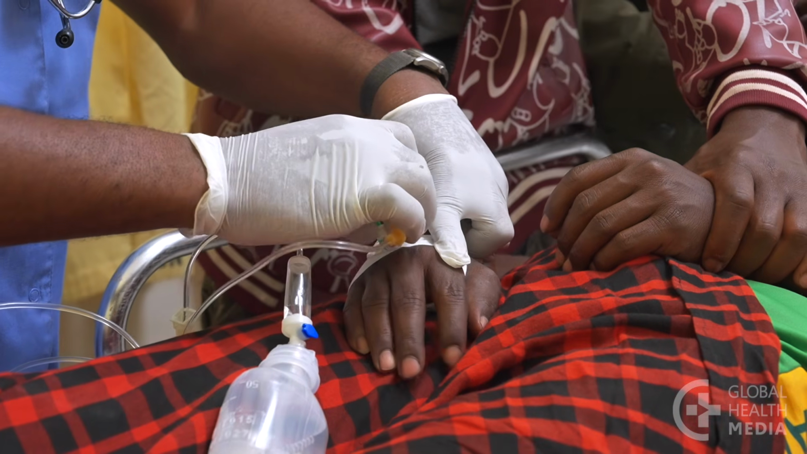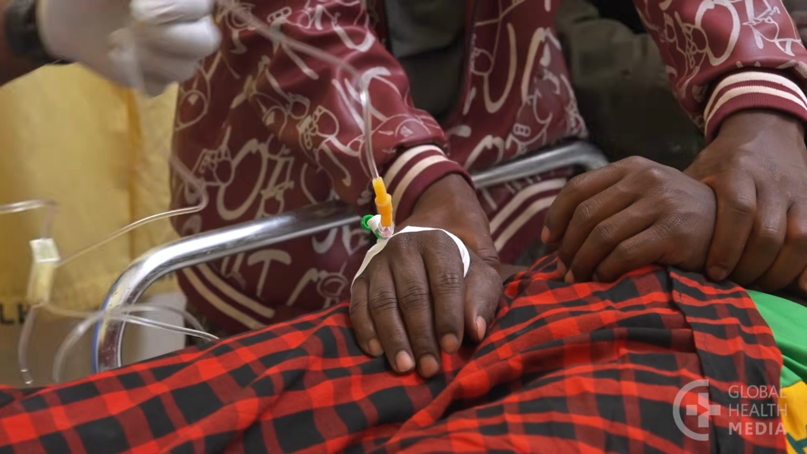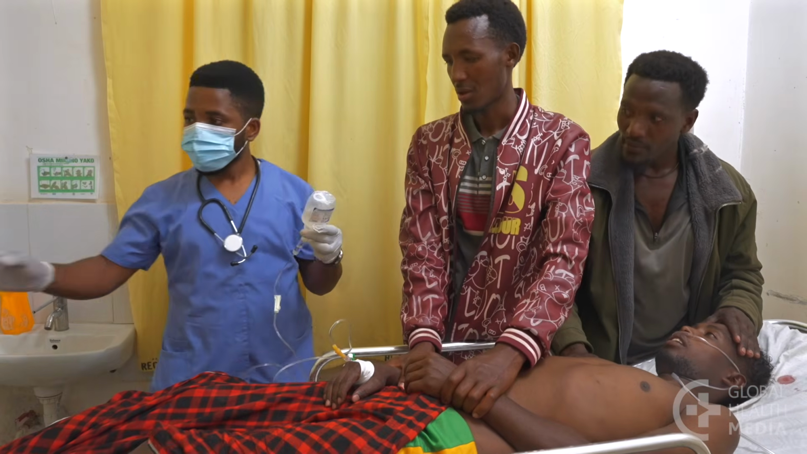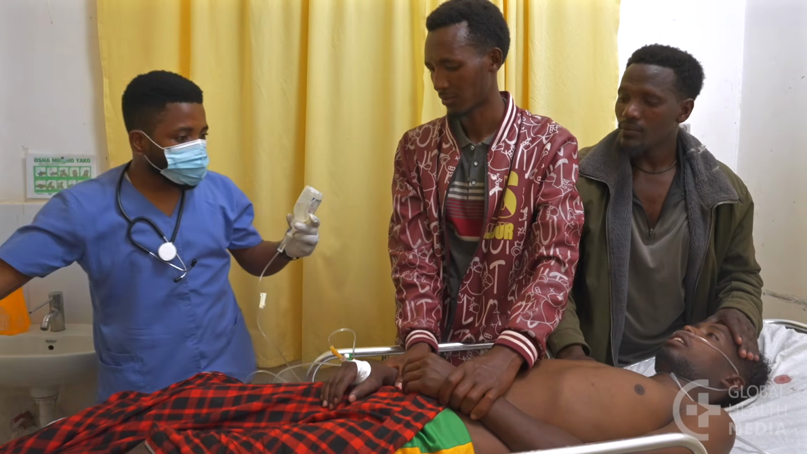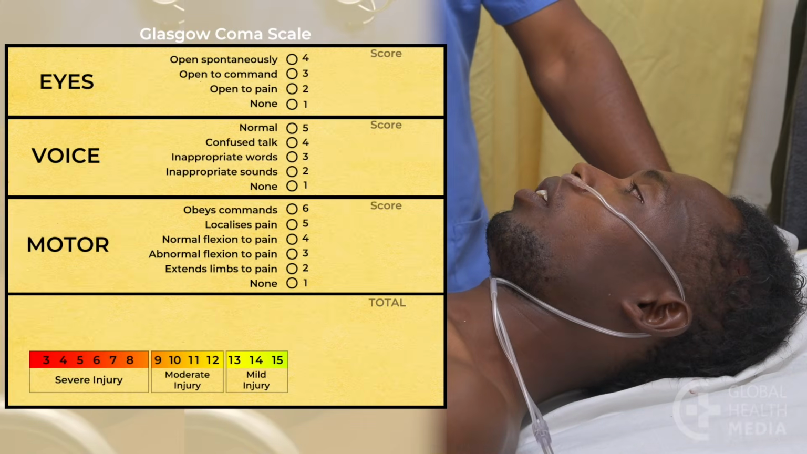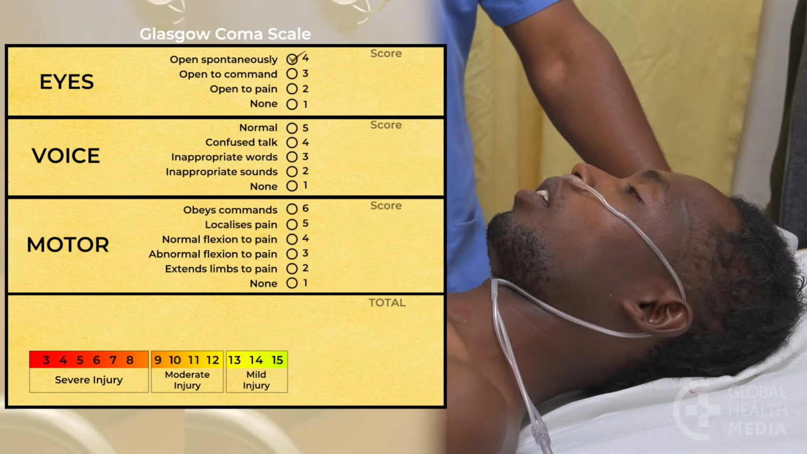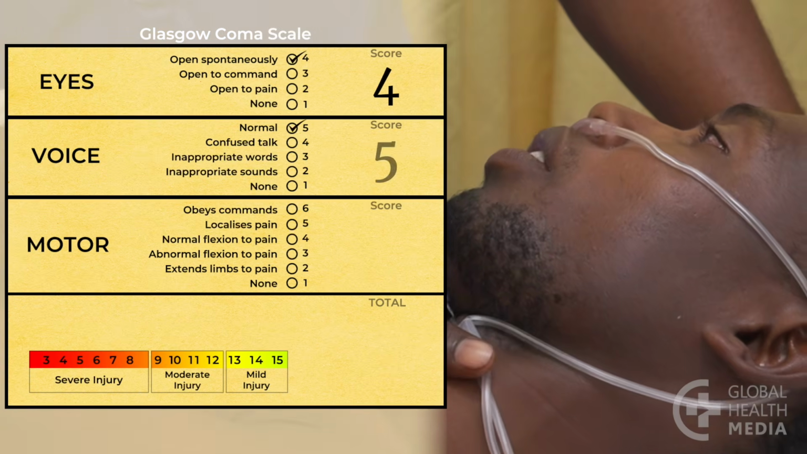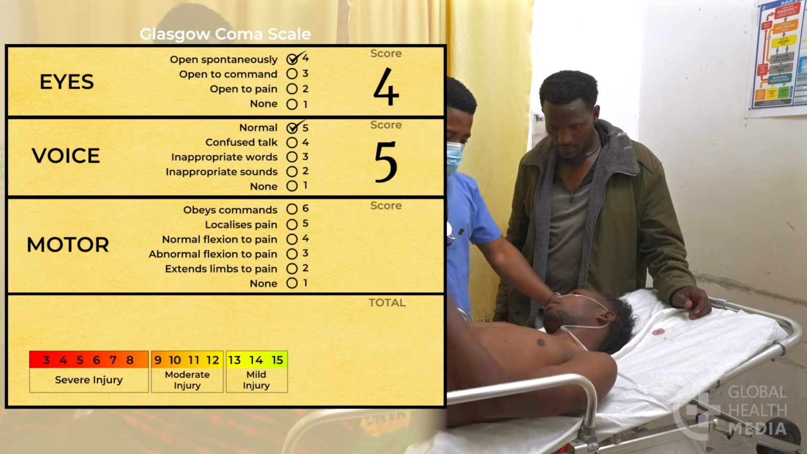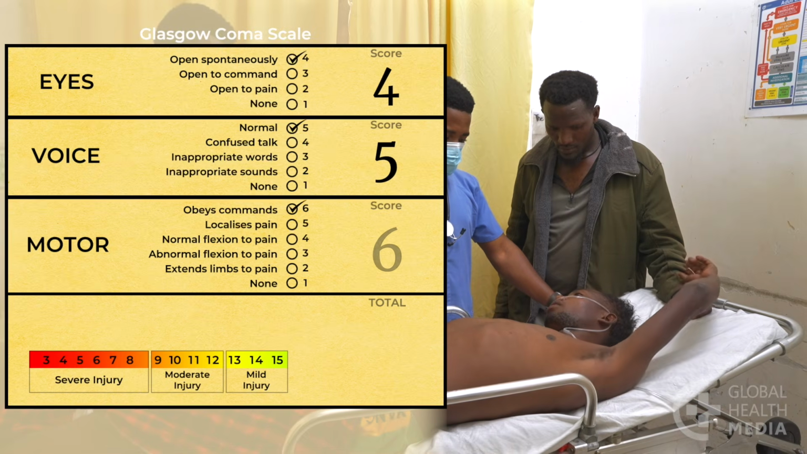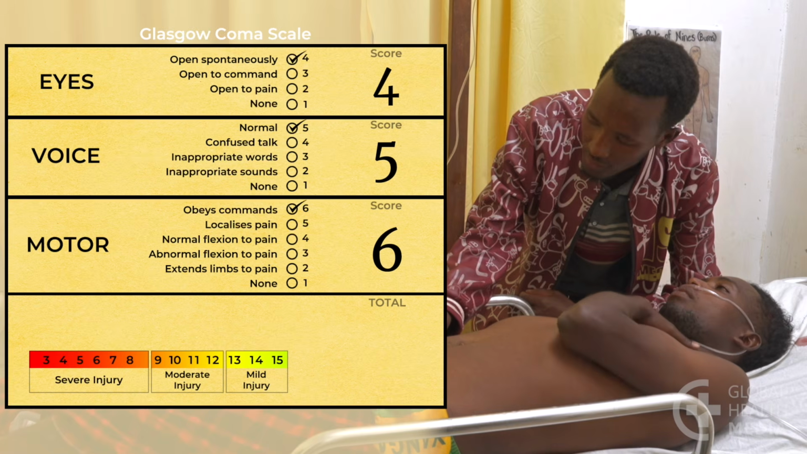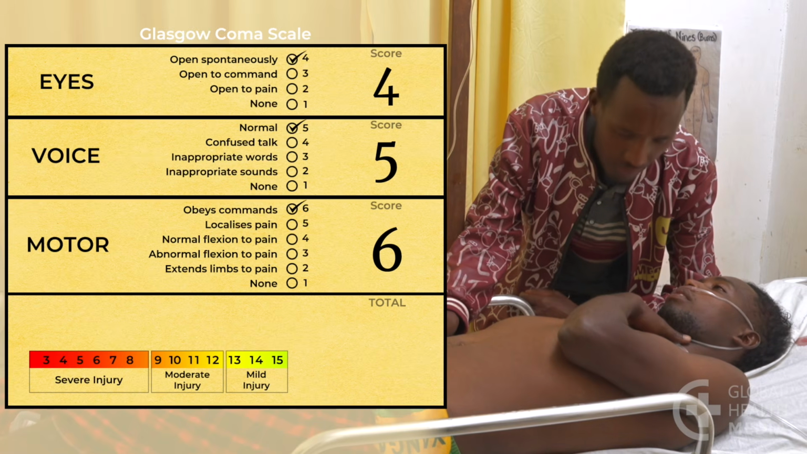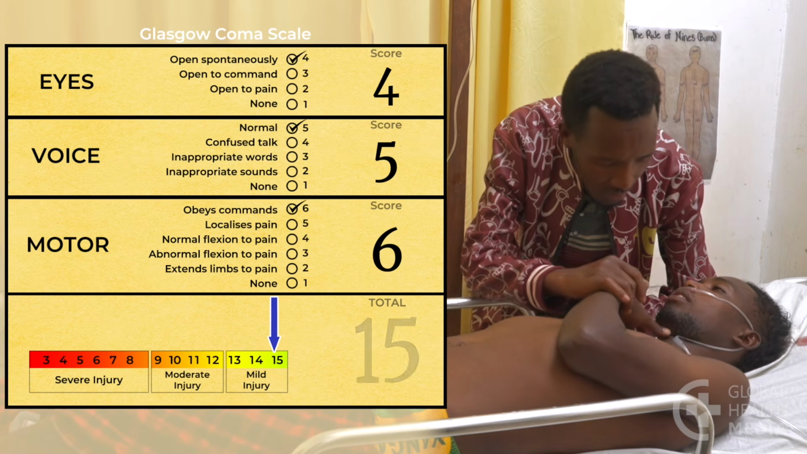The patient was given a dose of mannitol to lower the increased intracranial pressure. In the second assessment, 1 hour later, he opened his eyes spontaneously. He answered normally and obeyed the command. He had improved significantly with a normal coma score of 15.